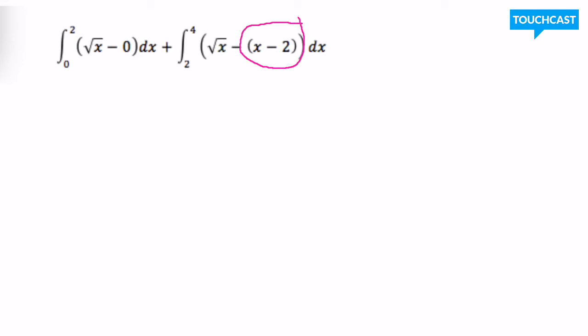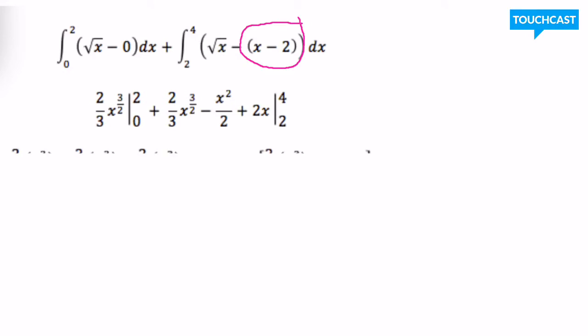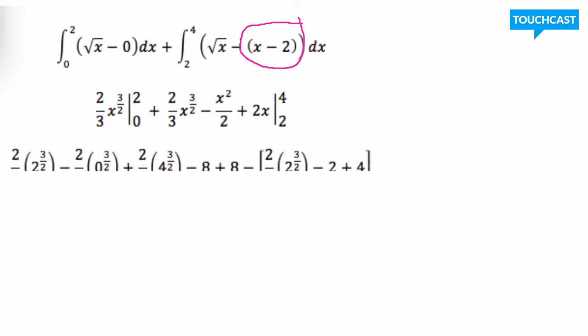Alright, so then I'm going to find antiderivatives here. The antiderivative of the square root of x is 2/3 x to the 3/2. The antiderivative of 0 is just 0, so that's why I only have this small antiderivative, 2/3 x to the 3/2. Then I'm going to have the antiderivative for the second integral, that's 2/3 x to the 3/2 minus x squared over 2 plus 2x. That part I'm going to evaluate from 2 to 4.